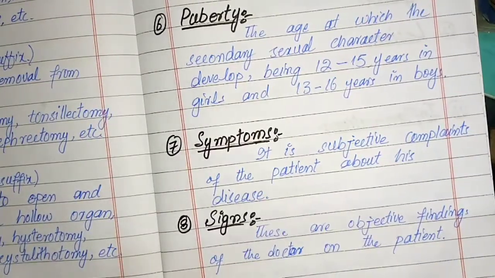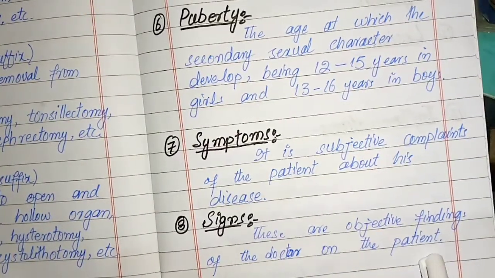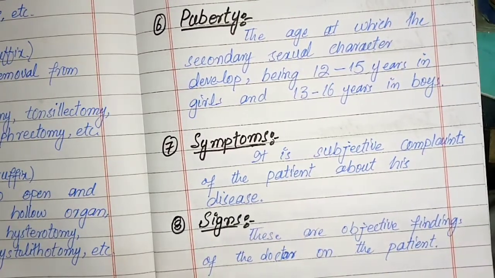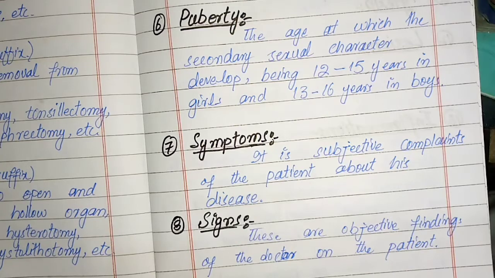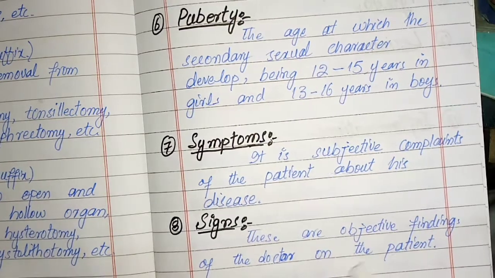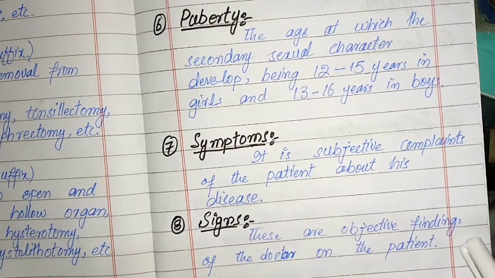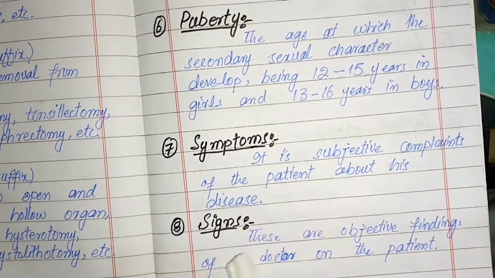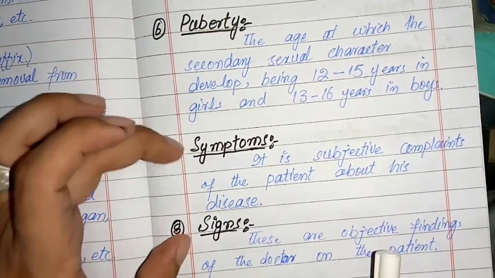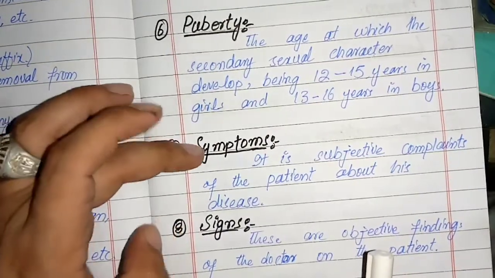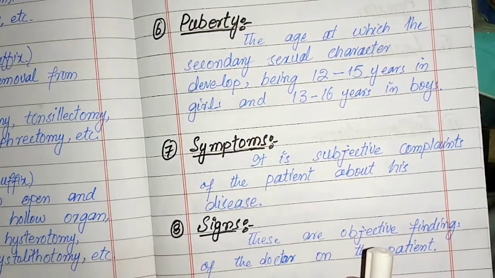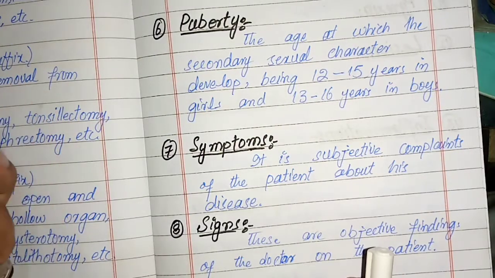And signs, what are signs? These are the objective findings of the doctor on the patient. Objective means whatever the doctor sees or observes on the patient's face or body. All these findings are called signs. These are related terms in the diagnosis. Symptoms are just told by the patient, and signs are just observed by the doctor, right?